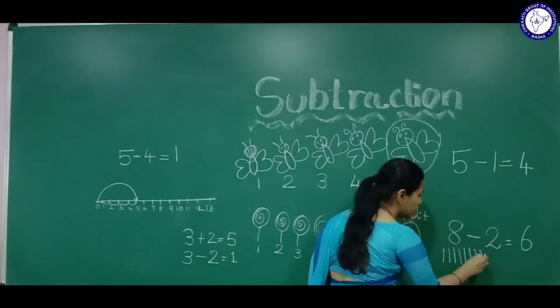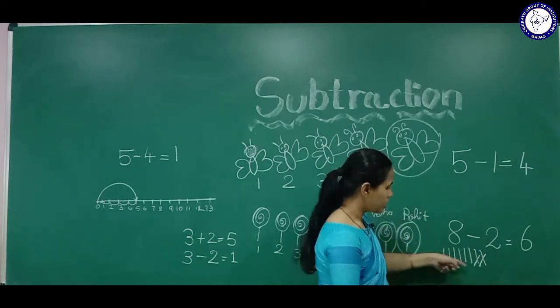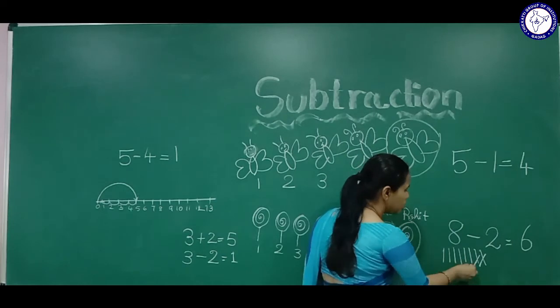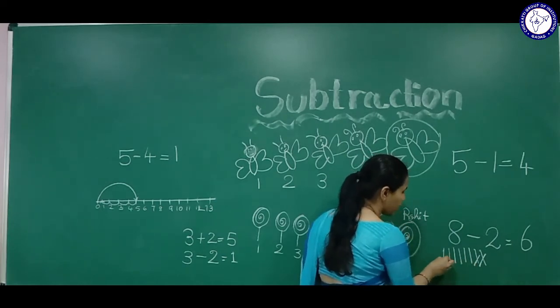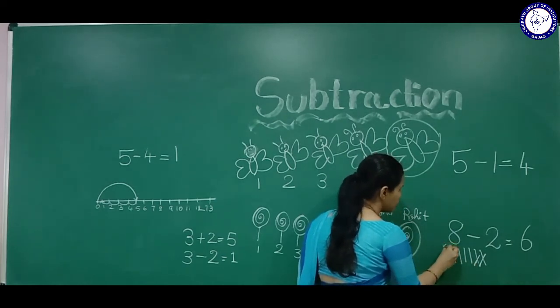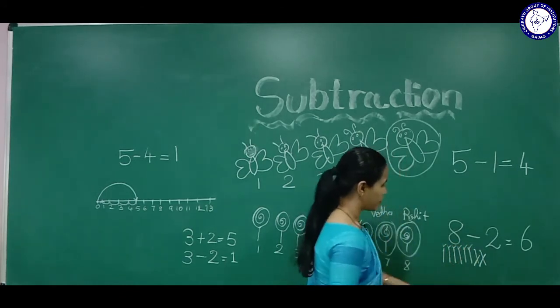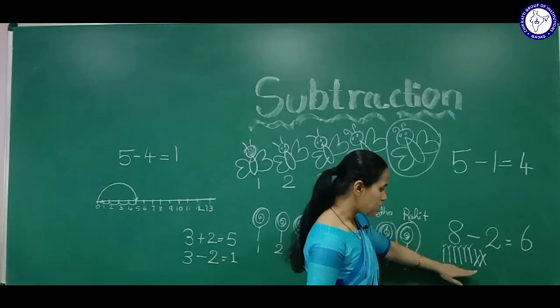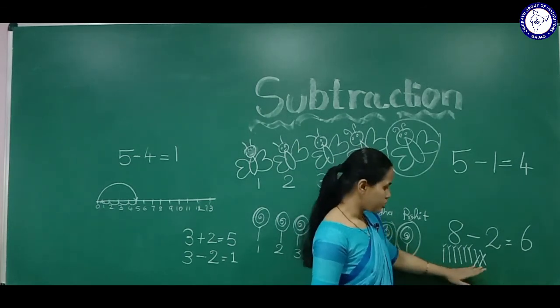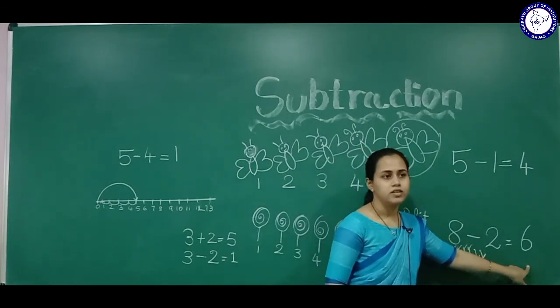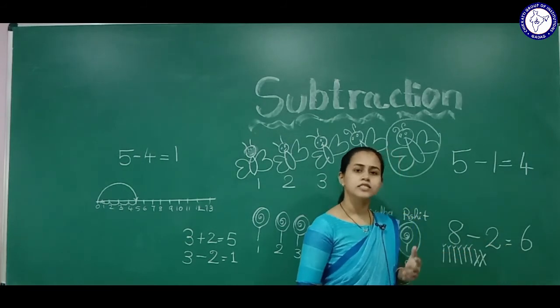Here 1 and 2. So how much is left for us? 1, 2, 3, 4, 5, 6. Right? So from 8 we take out 2. So we got 6 here. Right? That is what subtraction is.